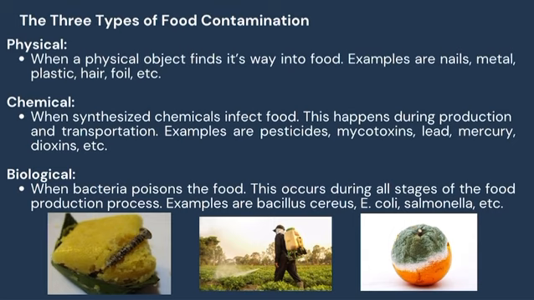Number 1, physical contamination. Physical contamination is when a physical object finds its way into food. Examples are nails, metal, plastic, hair, foil, etc.